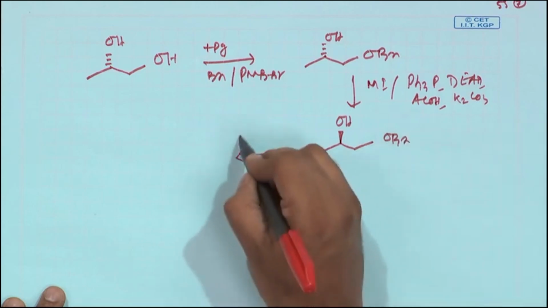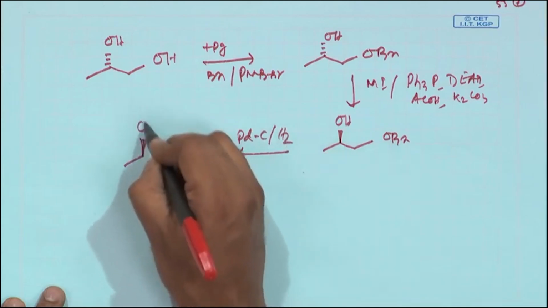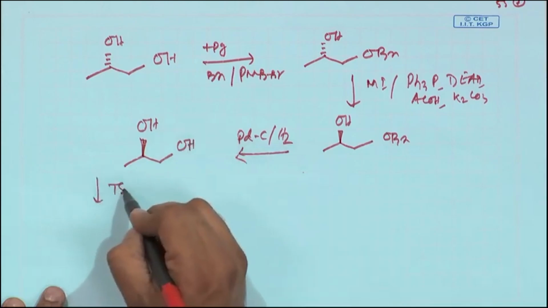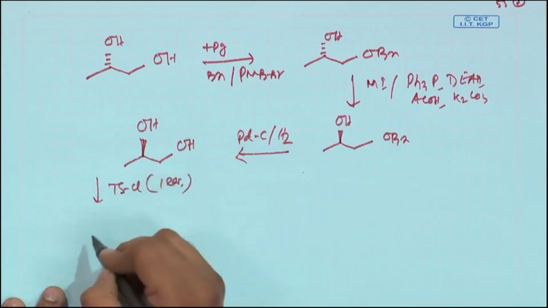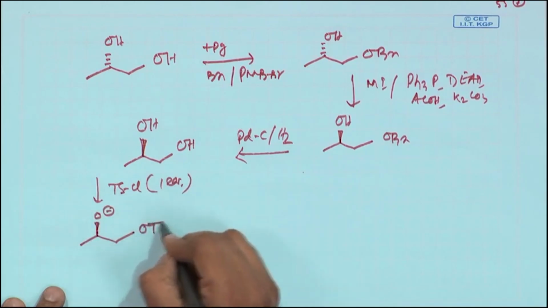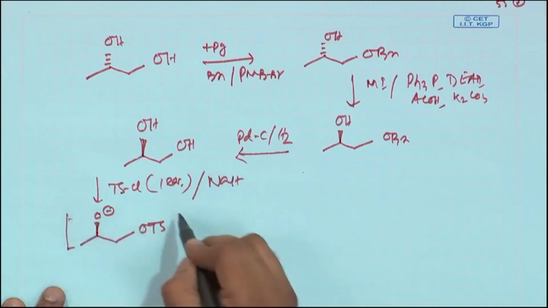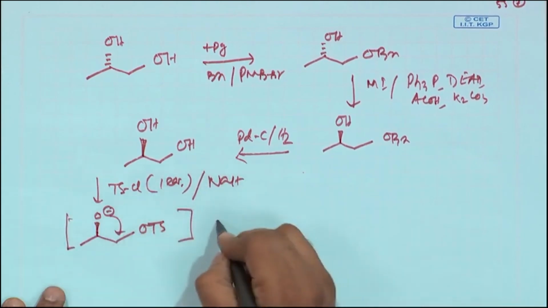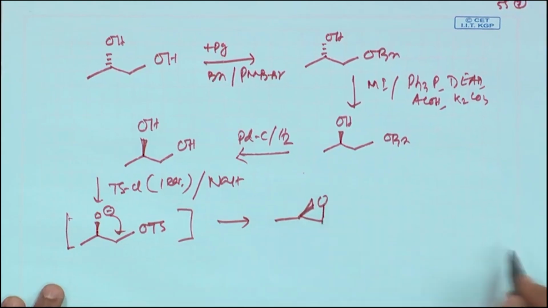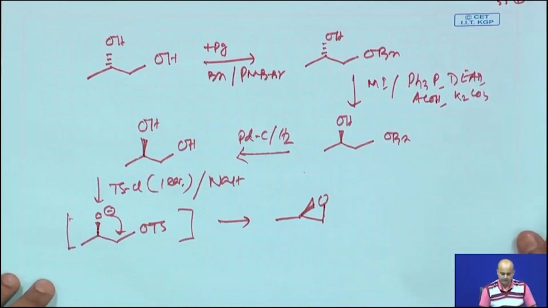Benzyl removal is easily done by palladium on charcoal and hydrogen, and then you get this OH. Next is your diol, so tosyl chloride, one equivalent. The stereocenter is now not touched, that is why there is no inversion. So here, tosyl chloride followed by one equivalent of sodium hydride. Then this intermediate will react and you get the epoxide which is desired.